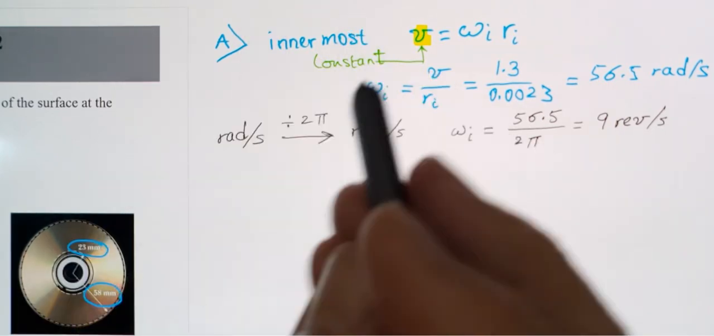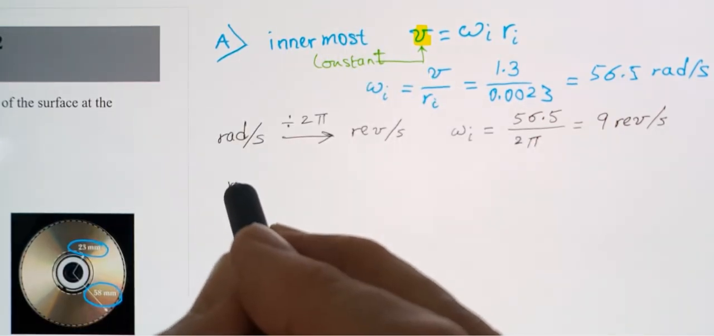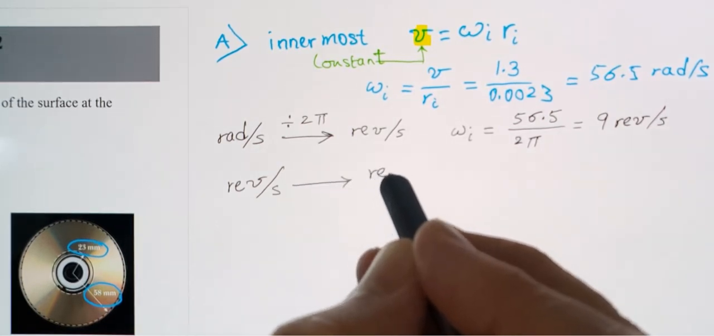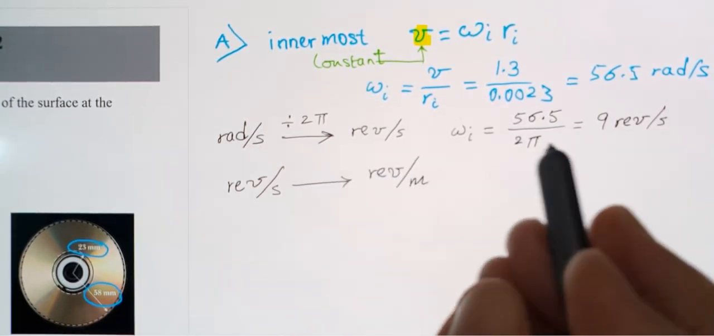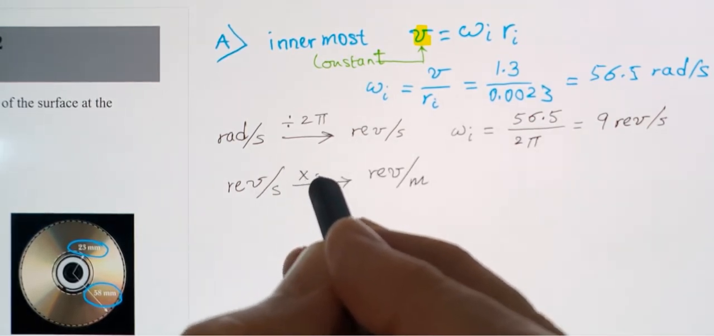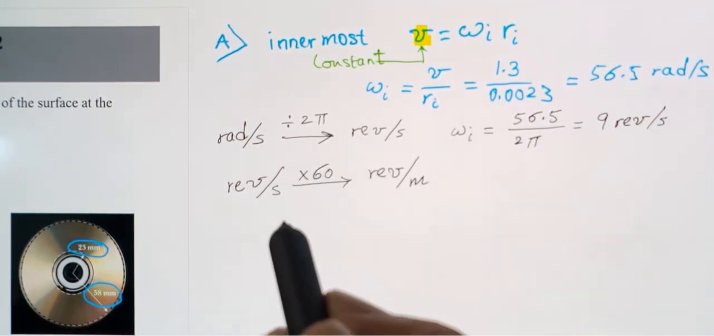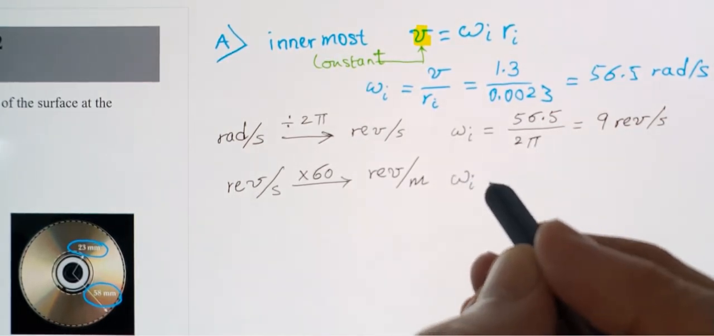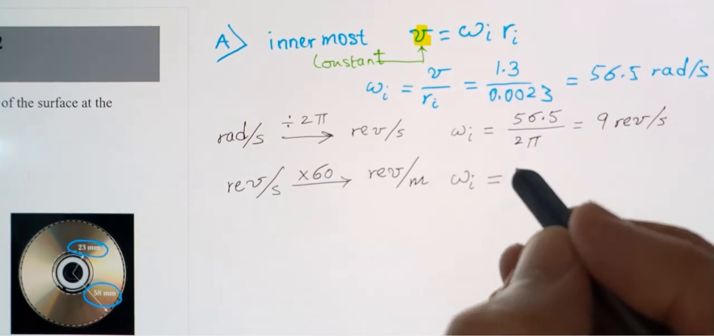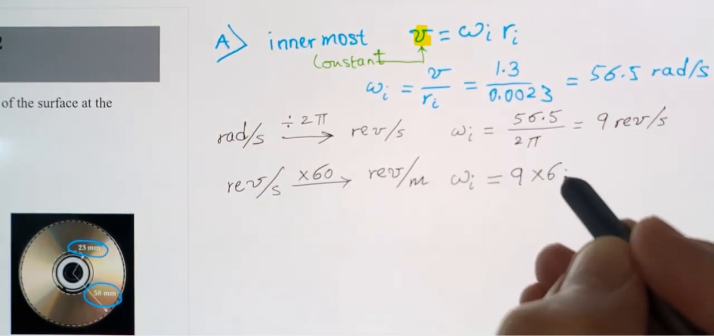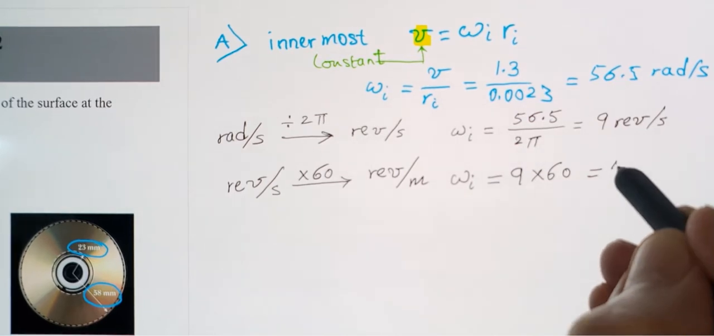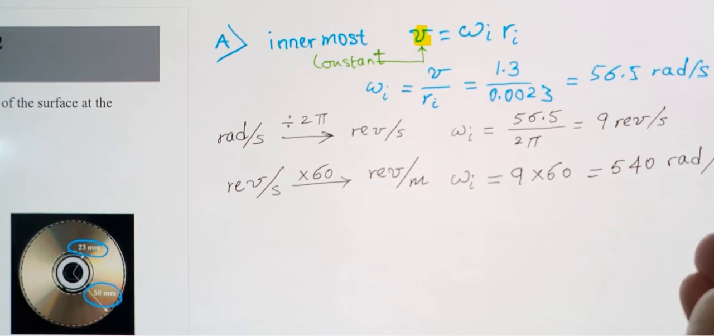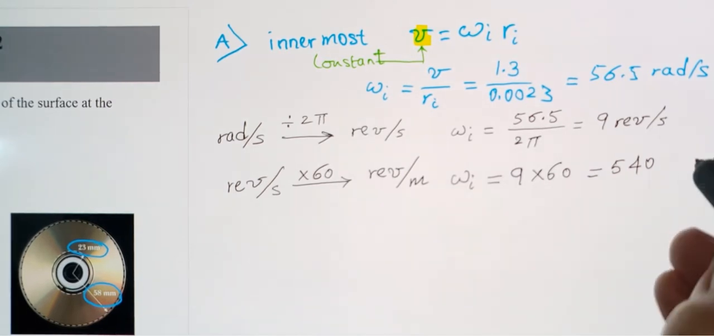Okay, now we need to convert revolution per second to revolution per minute. So we multiply by 60. So now our angular speed is equal to 9 multiplied by 60. So here it's 540 revolution per minute.